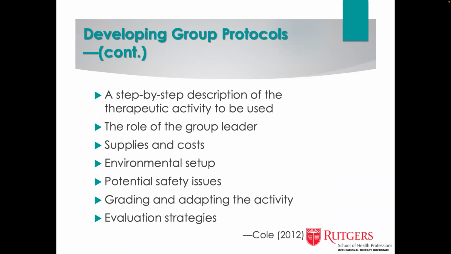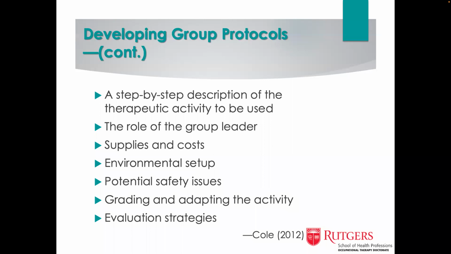Then any potential safety issues that could occur, you want to make note of those. Grading and adapting the activity, which we're going to talk about in a couple weeks, but we have briefly touched on upgrades and downgrades, right? So if the group is not running smoothly for one human, what are some ways we can make it easier or make it more challenging?